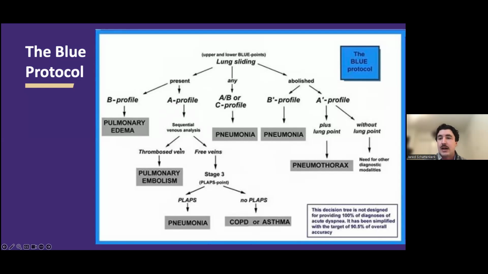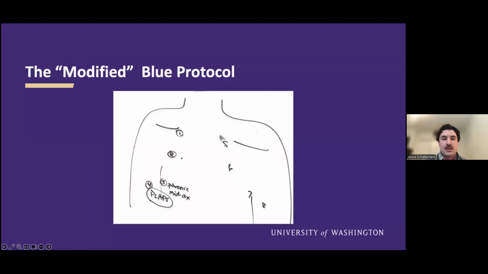And I think in the acute clinical sense, it's a little bit less useful going through this full BLUE protocol. So instead, I'm going to walk you through what I was taught is the modified BLUE protocol. This is a quick exam. You can do it in usually 5 minutes or less with a little bit of practice. And we're just looking at 8 different spots on the body, 4 on each side.